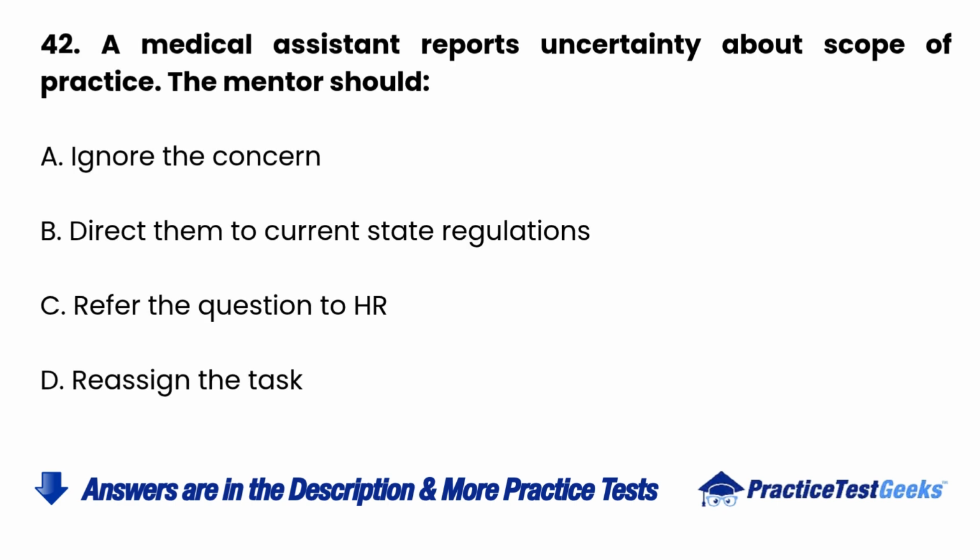42. A medical assistant reports uncertainty about scope of practice. The mentor should A. Ignore the concern. B. Direct them to current state regulations. C. Refer the question to HR. D. Reassign the task.